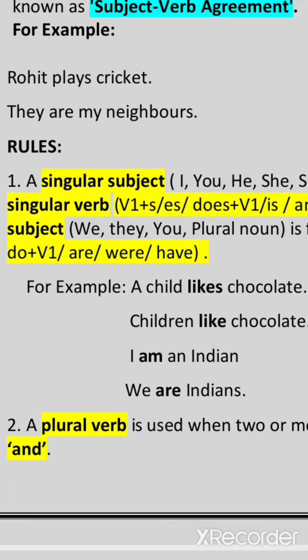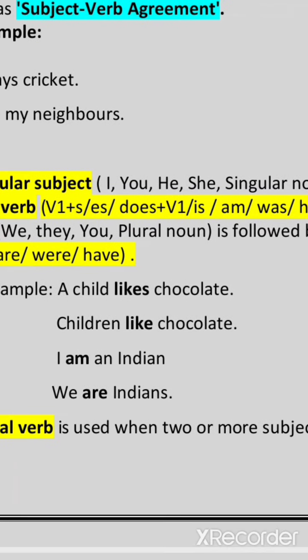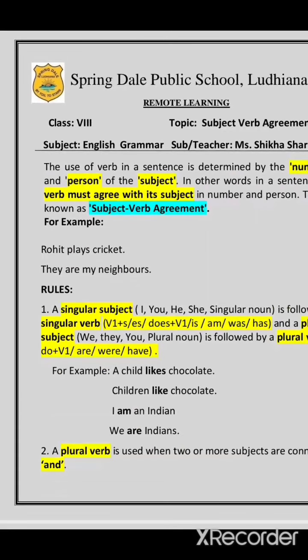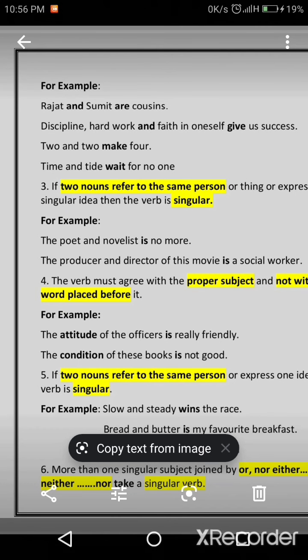Now rule number 2 is, a plural verb is used when two or more subjects are connected by and. When two or more subjects are joined by and, then we use a plural verb. For example, Rohit and Rohan are going to the market. Now here Rohit and Rohan, two subjects are joined by using and. So a plural verb are is used.